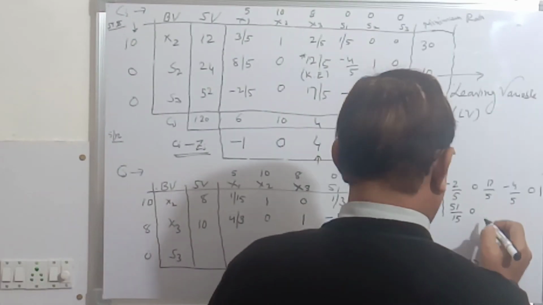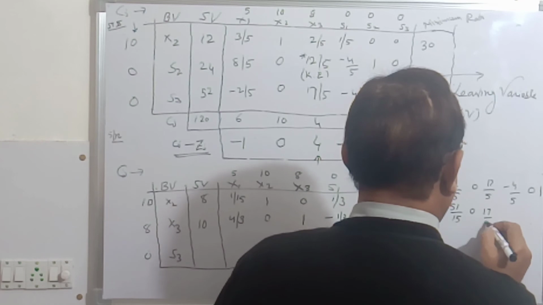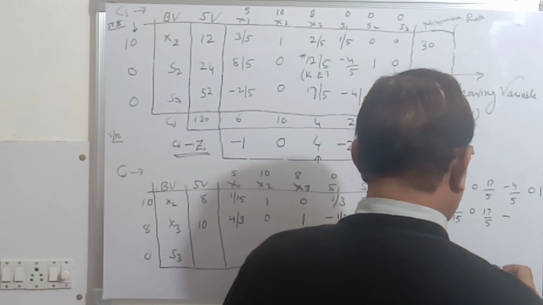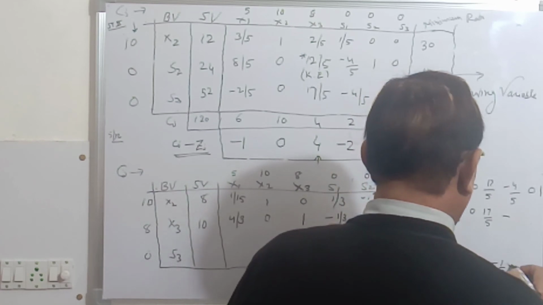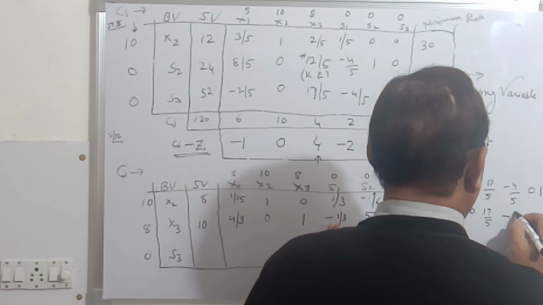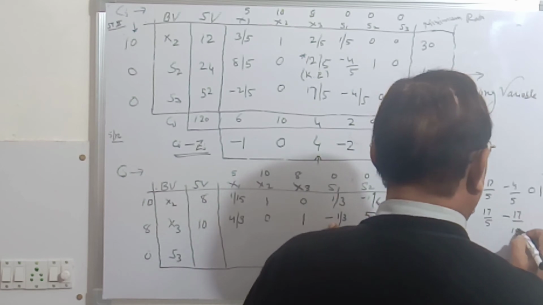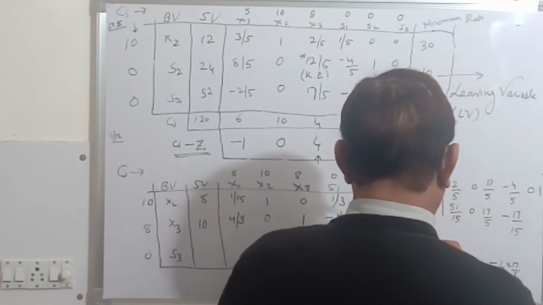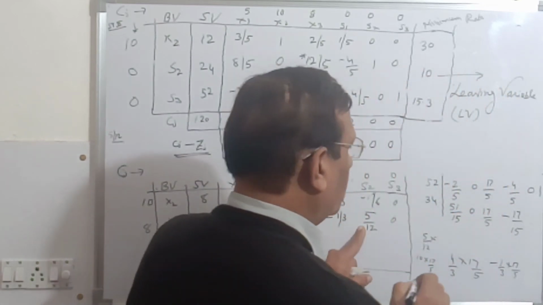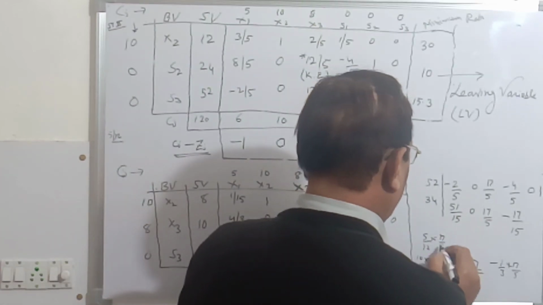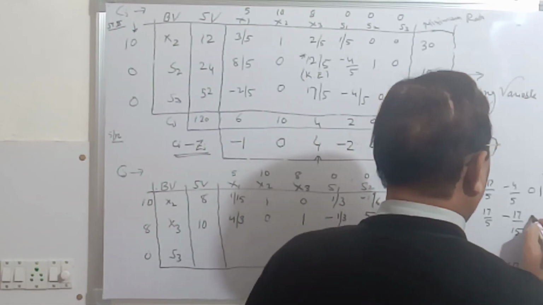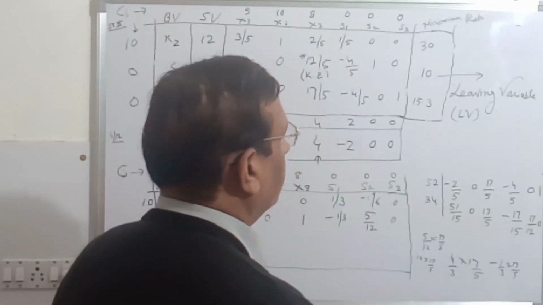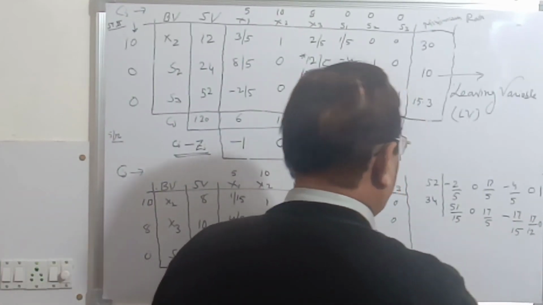This is 1 into 17 by 5. Minus 1 by 3 into 17 by 5 is minus 17 by 15. This is 5 by 12 into 17 by 5, which is 17 by 12. And this is 0. Now subtract.